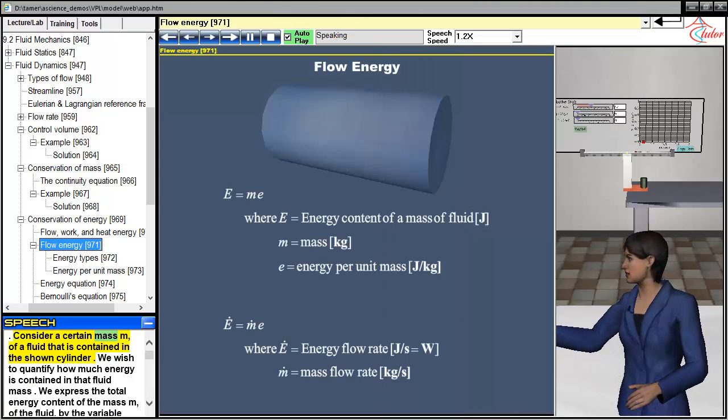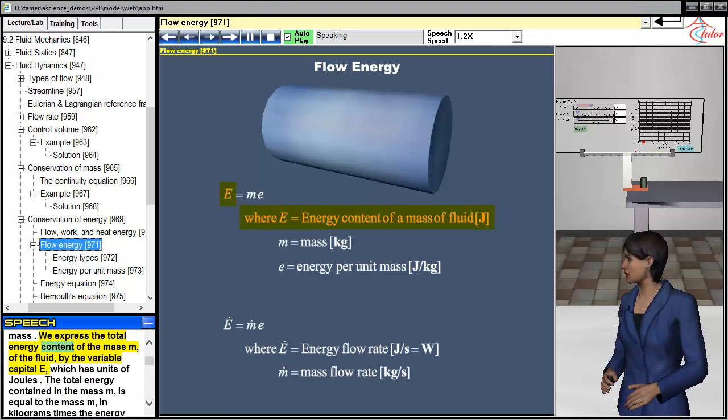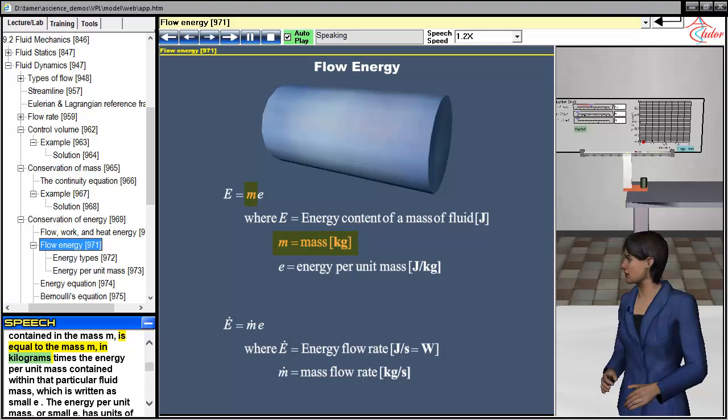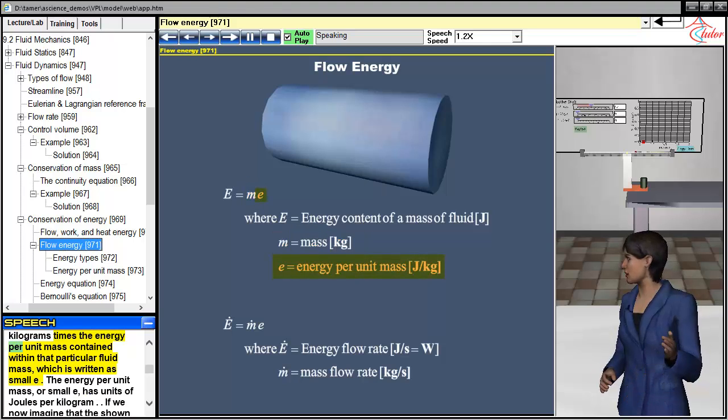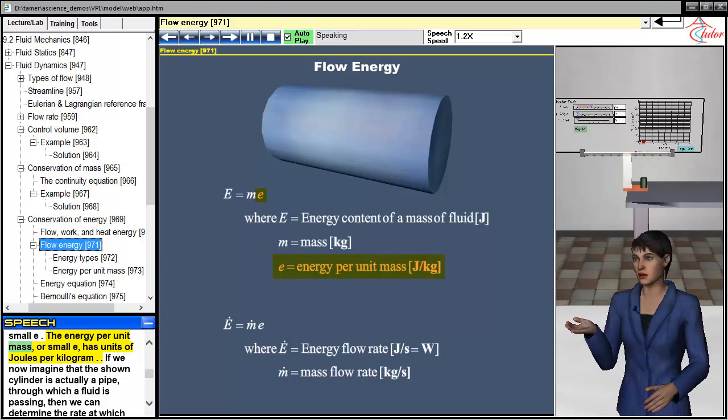Consider a certain mass m of a fluid that is contained in the shown cylinder. We wish to quantify how much energy is contained in that fluid mass. We express the total energy content of the mass m of the fluid by the variable capital E, which has units of joules. The total energy contained in the mass m is equal to the mass m, in kilograms, times the energy per unit mass contained within that particular fluid mass, which is written as small e. The energy per unit mass, or small e, has units of joules per kilogram.